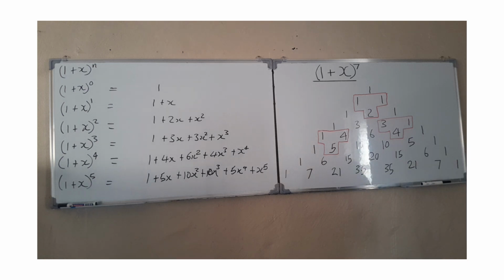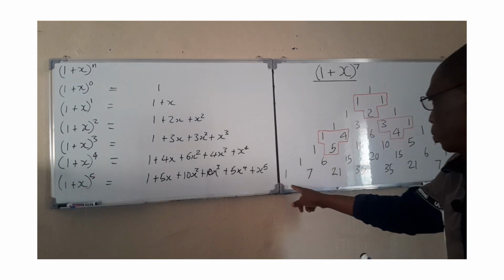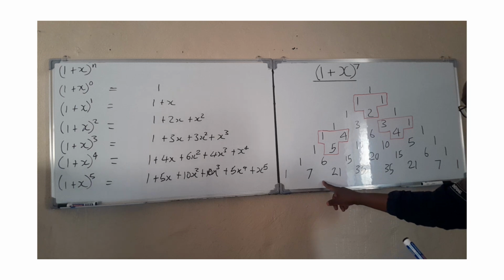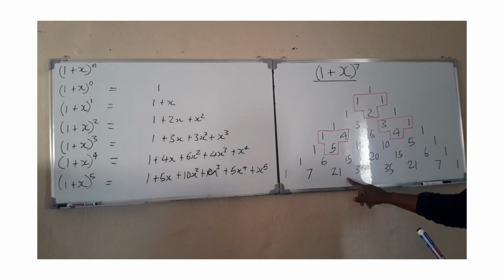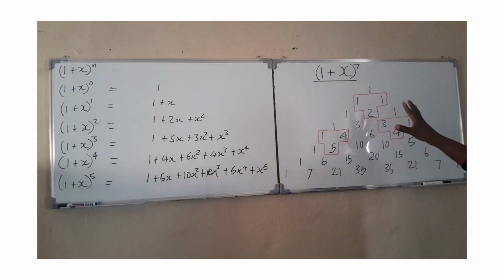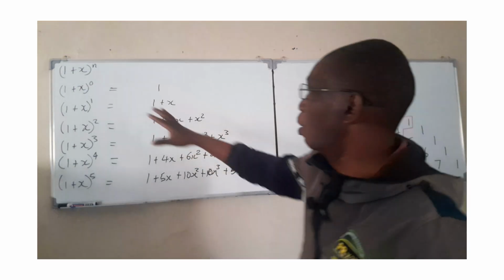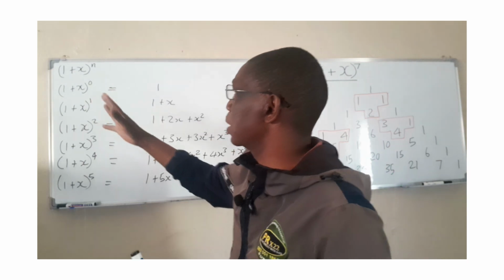We can continue. If we were interested in 1 plus x to the power 8, we would have a 1 here, an 8 here, a 28 here, 56 here, a 70 here, a 56 here, a 28 here, an 8 here, and a 1 here outside the board. This is what is called Pascal's triangle. It can be used to determine the coefficients of any expansion of 1 plus x or any binomial expression.